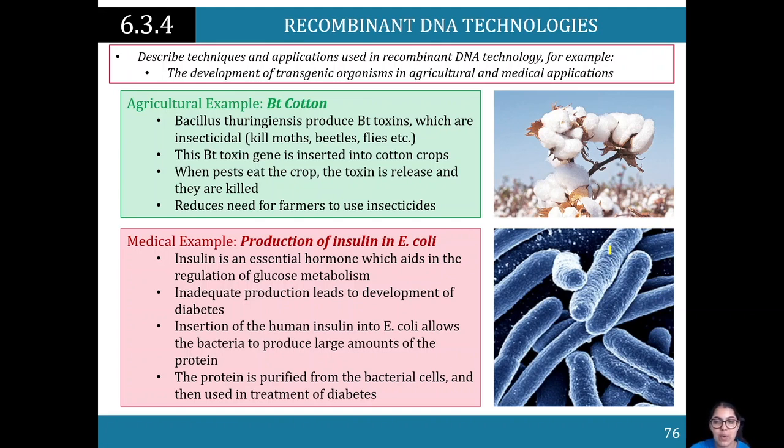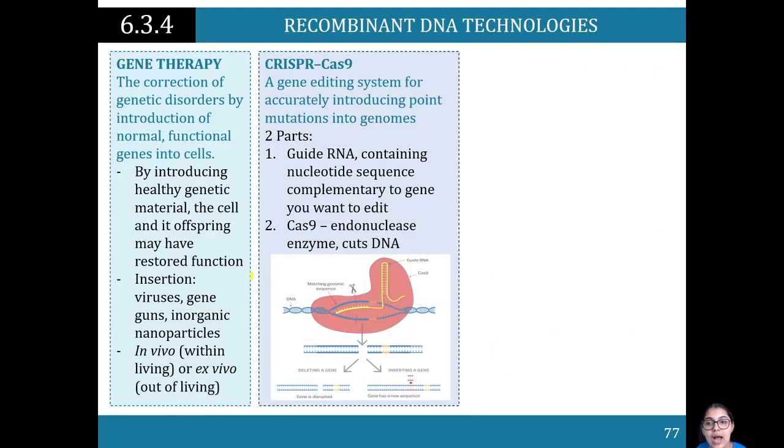The medical example is E. coli, which we just talked about when we talked about recombinant DNA. So we know that insulin is an essential hormone which aids in the regulation of glucose metabolism, and inadequate production of insulin can lead to the development of diabetes. What we do is insert human insulin into E. coli, which is a bacteria, and we allow it to produce large amounts of it. We then purify that protein from the bacterial cells, and we use it to treat diabetes.